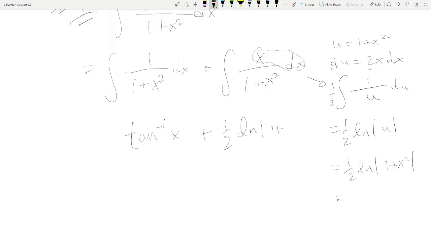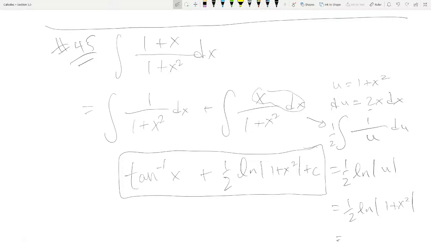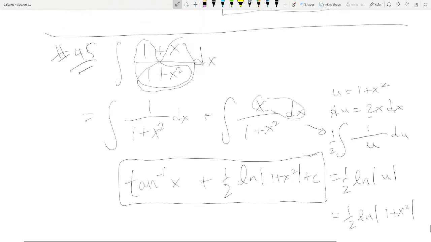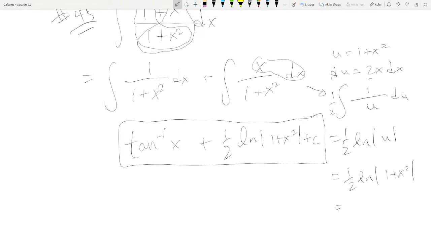This is a good one to put on your list of things to do before an exam, because it's got two things to remind you of, the inverse tangent and also this 1 over u du, and also the trick of splitting the integral into two fractions, this fraction and that fraction, and then making them manageable integrals, whereas the way it is there, it's harder to do in its current form.